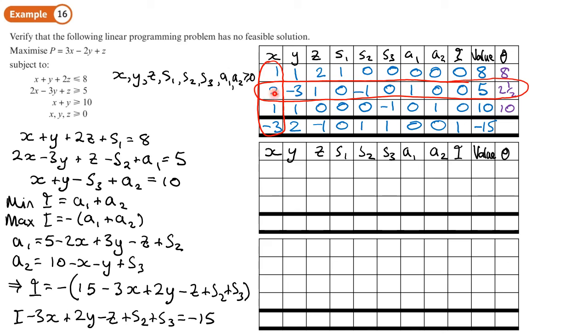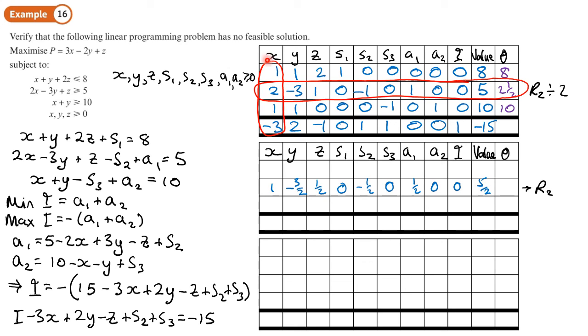So we're going to divide everything in this row by 2. So I'll just write down here row 2 divided by 2. So that's going to give us these values: 1, negative 3 over 2, a half, 0, negative a half, 0, a half, 0, 0, 5 over 2. So this is our new row 2.